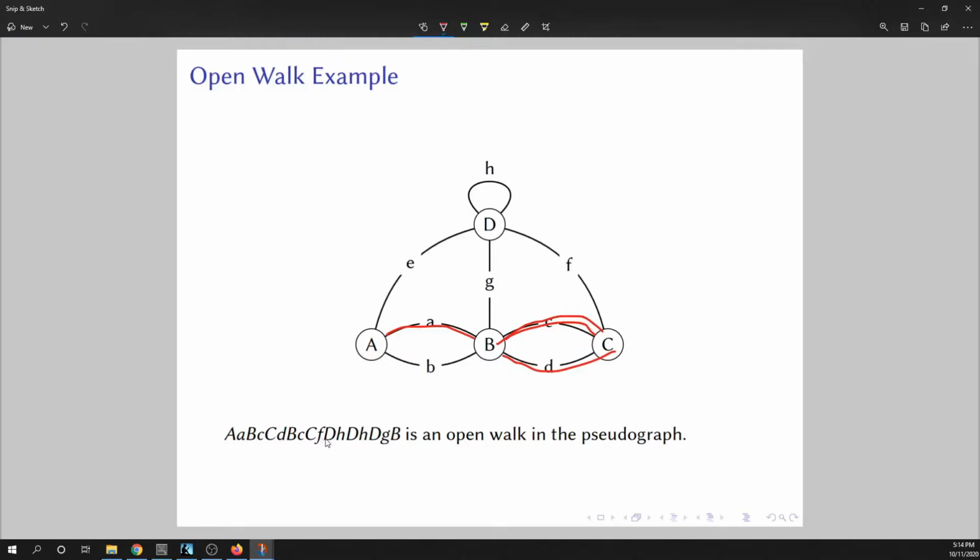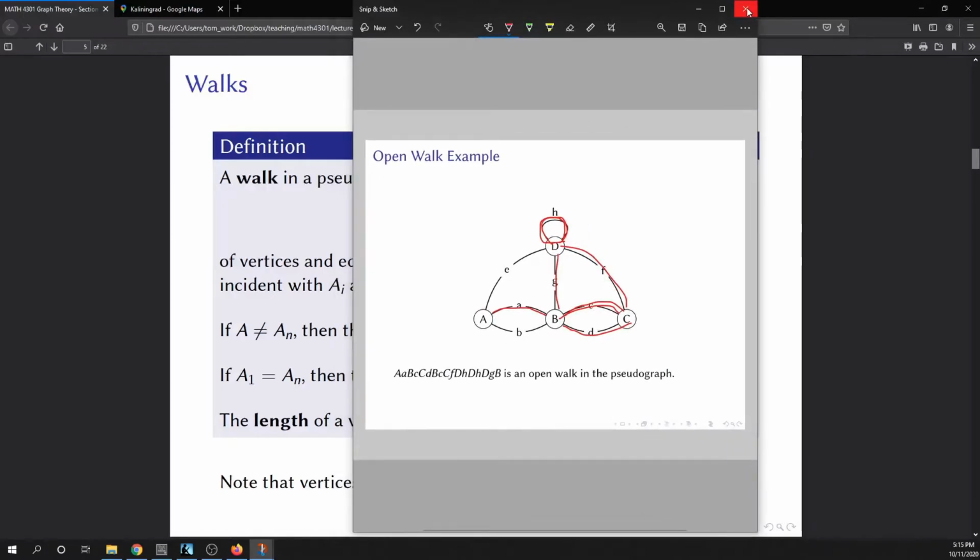and then from vertex C to vertex D using edge F, and then from vertex D to vertex D using the loop H, and then again, and then we go from vertex D to vertex B using edge G, like so. And so that's an example of a walk, an open walk, since we started at A and we ended at B. Okay.